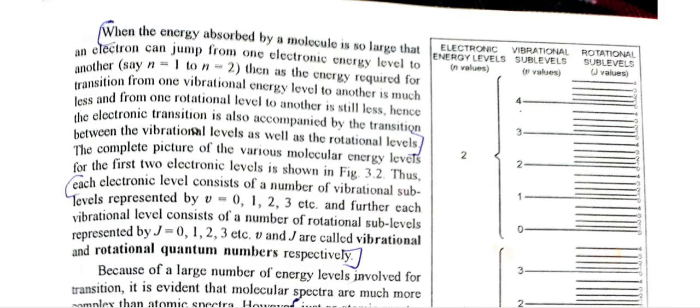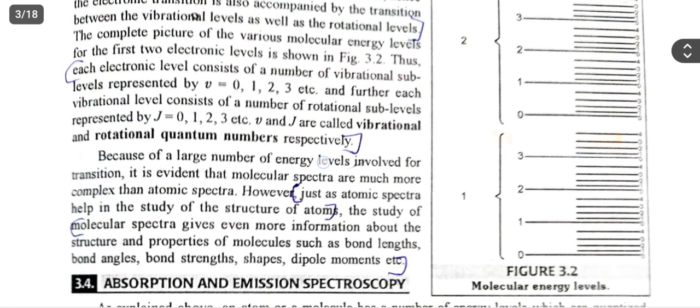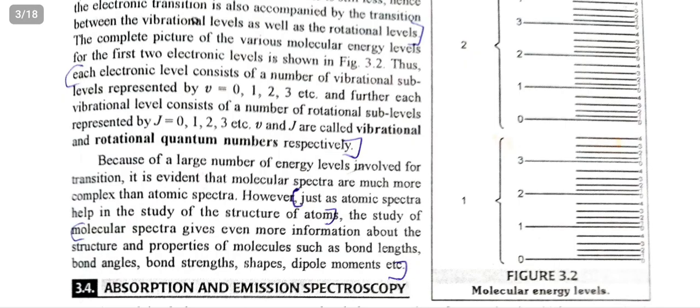The complete picture of the various molecular energy levels for the first two electronic levels is shown. Thus, each electronic level consists of a number of vibrational sublevels represented by v equal to 0, 1, 2, 3, and further each vibrational level consists of a number of rotational sublevels represented by J equal to 0, 1, 2, 3, etc. v and J are called vibrational and rotational quantum numbers.